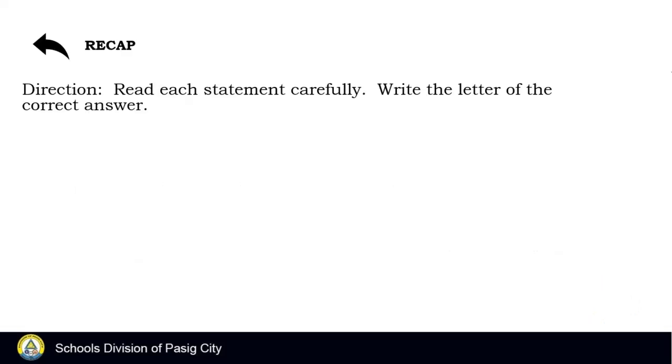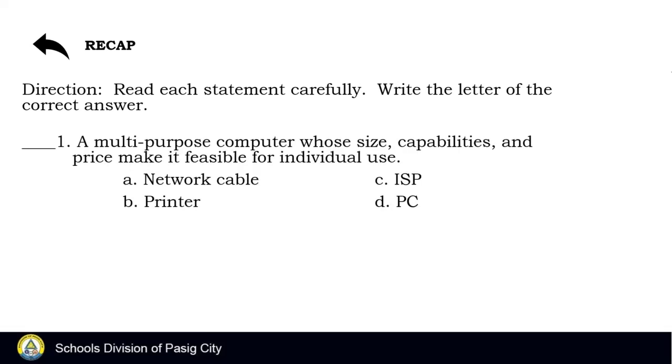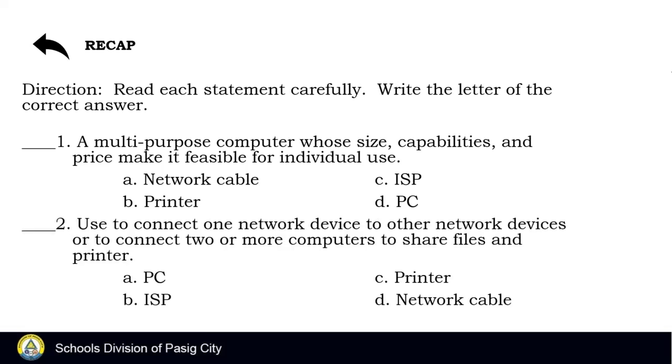Let's have a recap of our previous lesson. Direction: read each statement carefully. Write the letter of the correct answer. Number 1, a multi-purpose computer whose size, capabilities, and price make it feasible for individual use. Number 2, used to connect one network device to other network devices or to connect two or more computers to share files and printer.